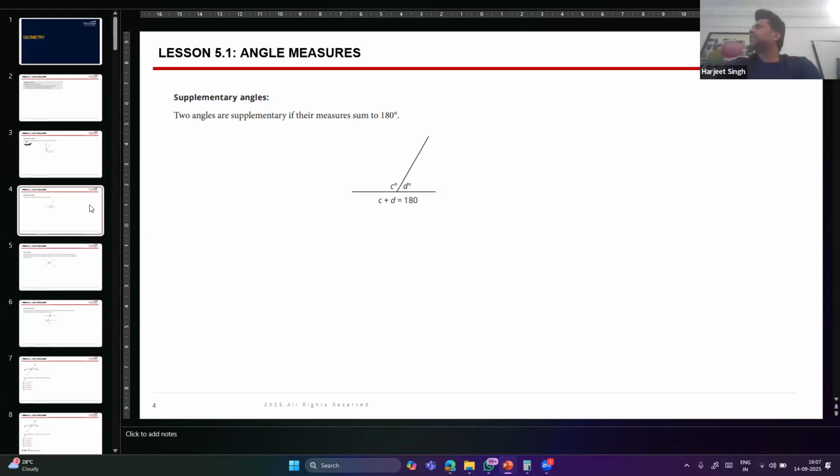Similarly, there's a concept called as supplementary. So two adjacent angles are said to be supplementary if their sum is 180. Simple concepts.